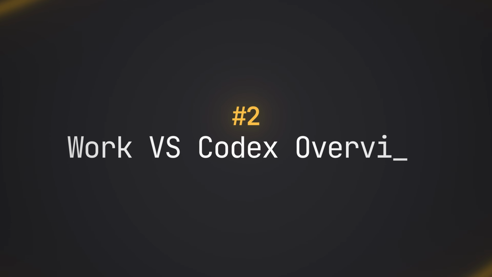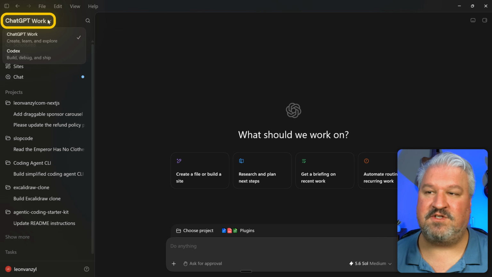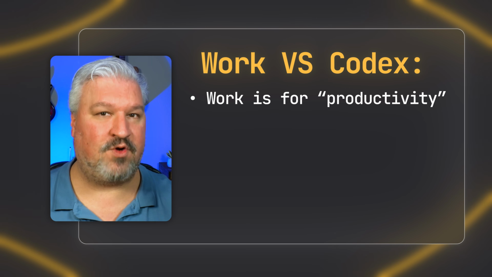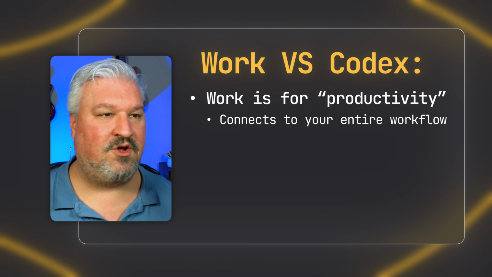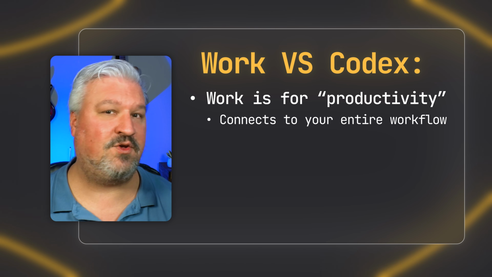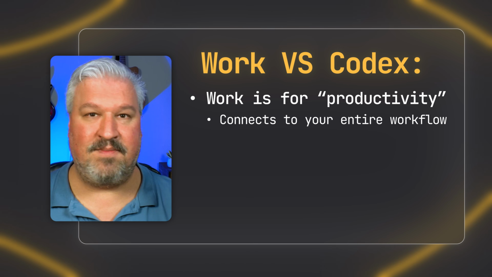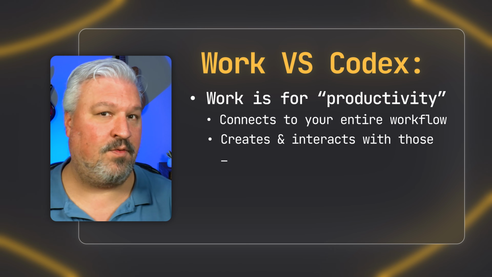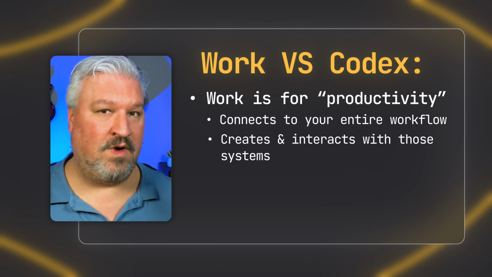So let's have a look at a few of the very basic features. In this left sidebar, we have this drop down to switch between Work and Codex. Now, the difference between these two modes is Work is meant for productivity tasks. So if you have a multi-step process that involves connecting to different systems, so maybe you want to connect your Gmail emails and your Google Calendar and maybe Slack and Notion, and then every morning you want to produce some kind of report or even interact with those systems, that is what you can use Work for.